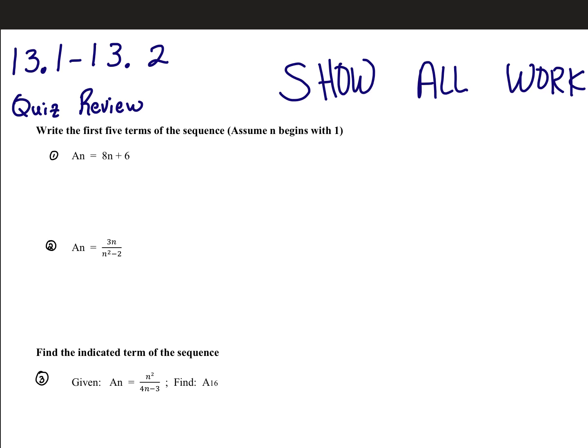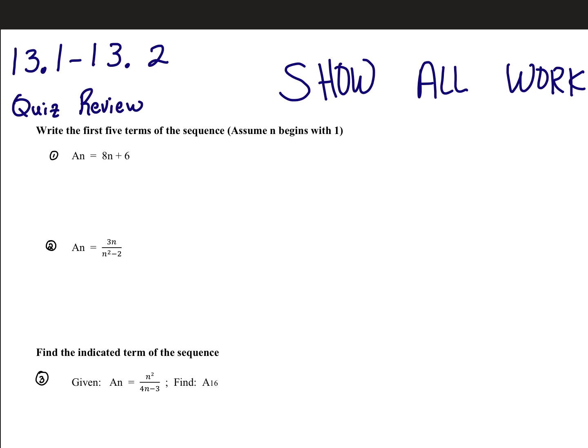Your quiz on 13.1 to 13.2 literally goes over everything from 13.1 and 13.2. You can use a calculator on your quiz tomorrow, so please make sure you bring your calculator with you.